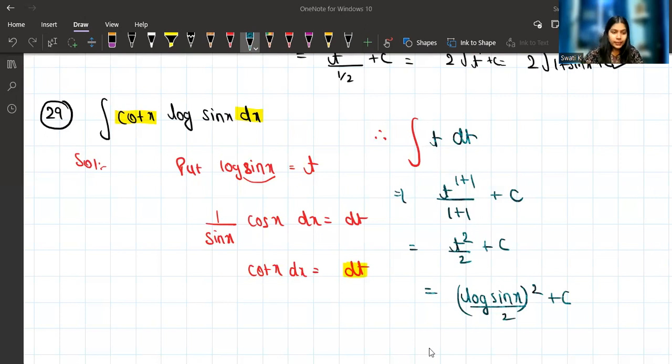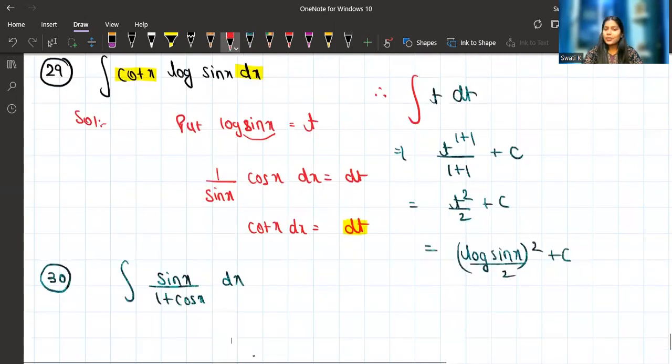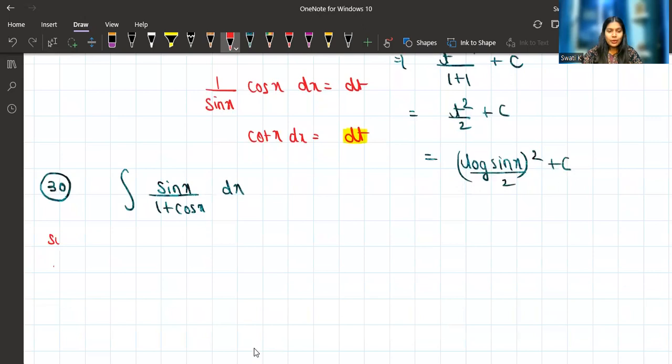That is the 30th question. So in the 30th question, you have to integrate sin x upon 1 plus cos x dx. All right, so let's simplify this. So here, of course, I'm going to put 1 plus cos x as t. So let's put 1 plus cos x equals t.